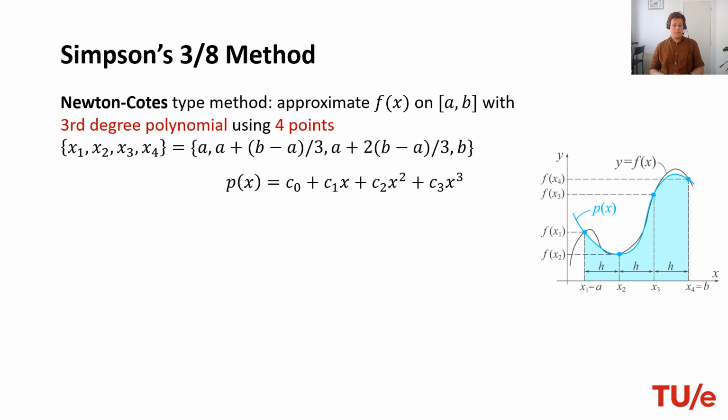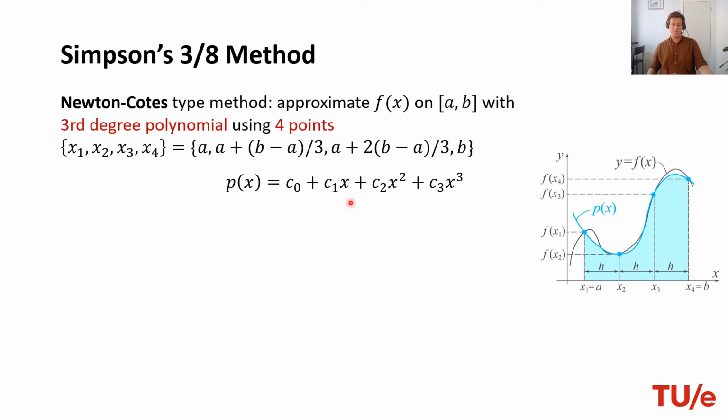Moving on to Simpson's 3/8 method. It's completely analogous to Simpson's 1/3 method, except now we fit a 3rd degree polynomial, so that's a cubic polynomial in this form over here, and we use 4 points. Those 4 points are evenly distributed among a, b. So we have them at a, we have it at b, and then we have it at a plus 1/3 times this width, and a plus 2/3 times the width of the interval.